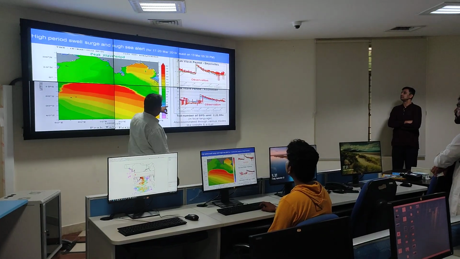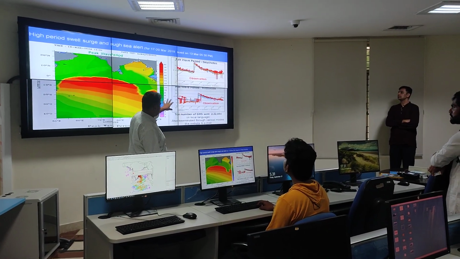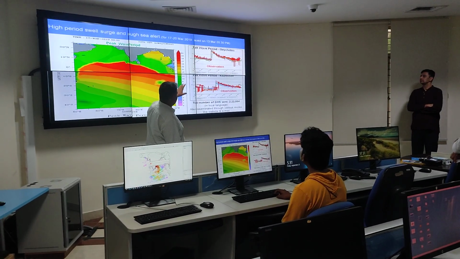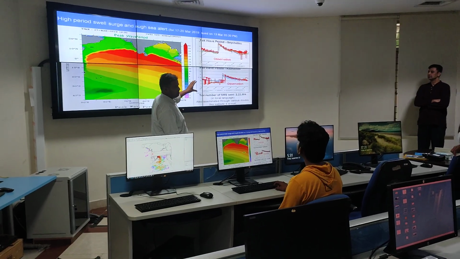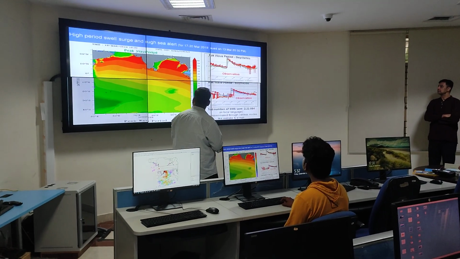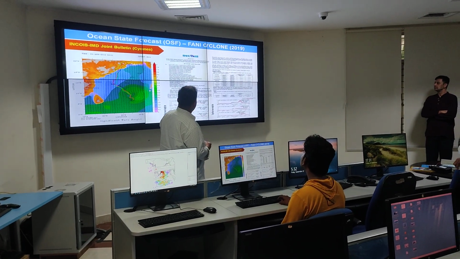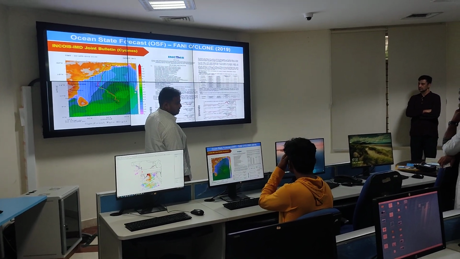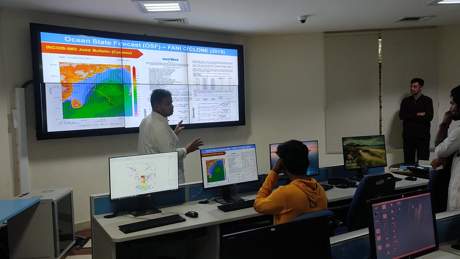And you can see here that the red color is observation, and the remaining are all predictions. So you can see how nicely our forecasts match with our observations. Yeah. So this is another bulletin we issue, like IMD issues a cyclone bulletin during cyclone times.